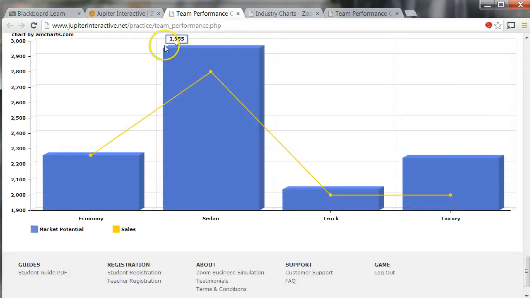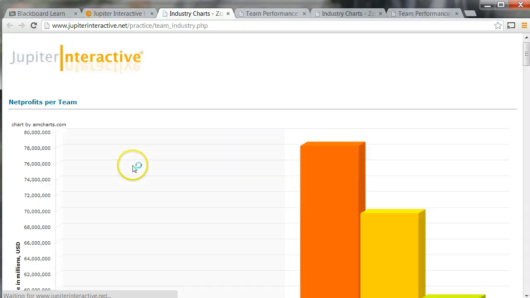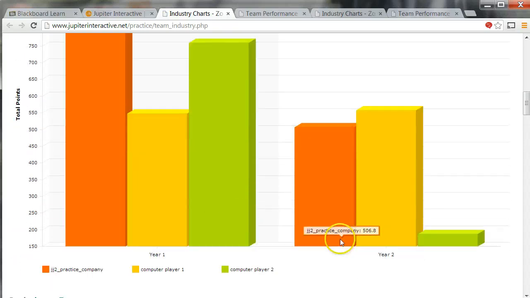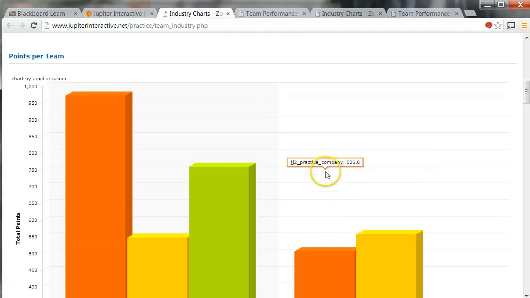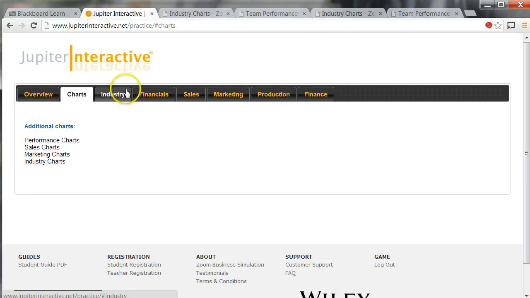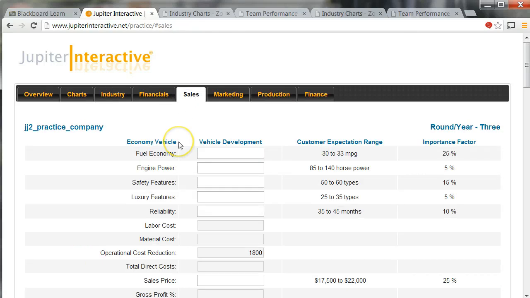Okay. So, all right. So I can go back to the industry charts again and see how I compare in the industry. And now I have 2 years in here to look at sales and points and profit. And now in this year, company 2, computer player 1 had more points than me because they did a little bit better. So you kind of go through all the charts and analyze your results. And then your industry, and see how the industry did, and then you start again in round 3. So we're going to do this 6 times.